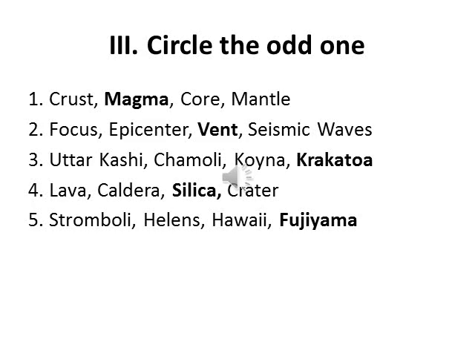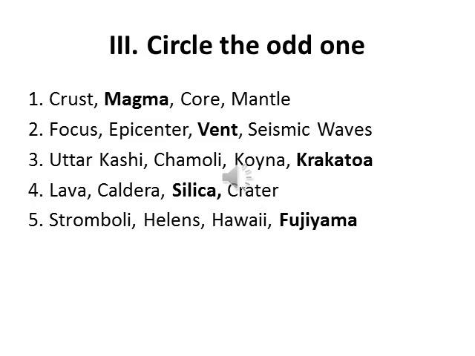Then third: Uttarkashi, Chamoli, Koyna, Krakatoa. Uttarkashi, Chamoli and Koyna are located in India, and they are earthquake regions, where earthquakes occurred. But Krakatoa is a volcano in Indonesia. So in the third question, Krakatoa is the odd one.